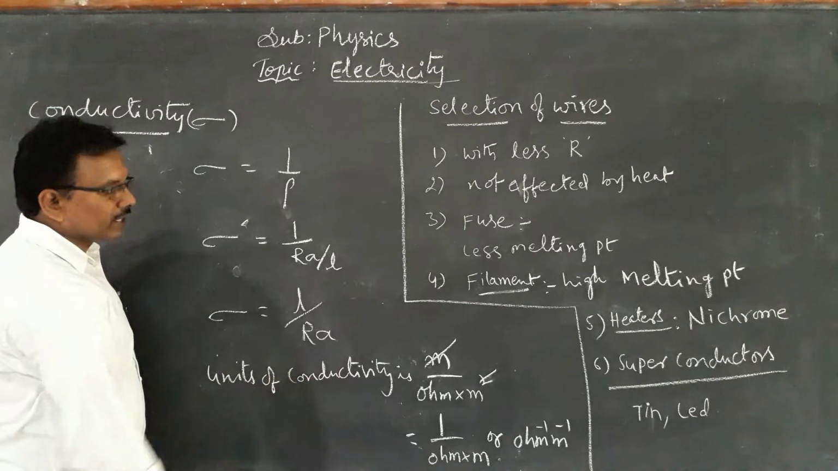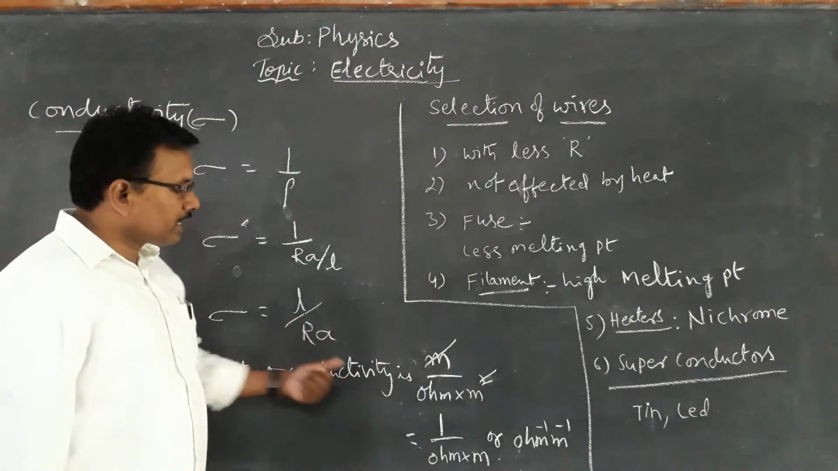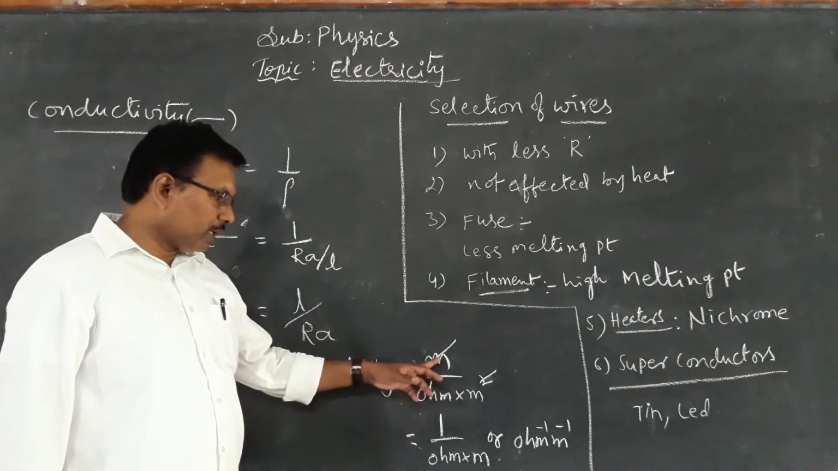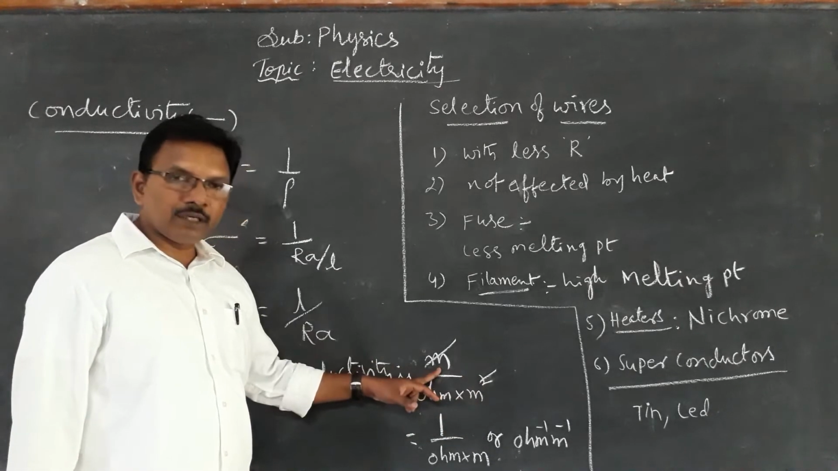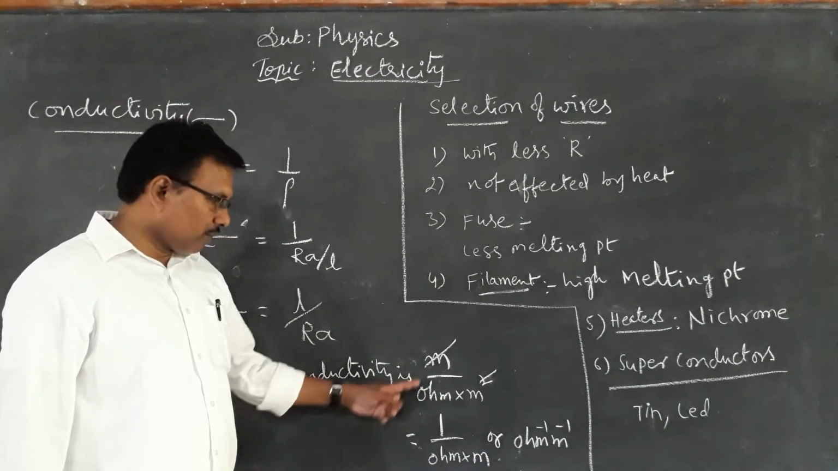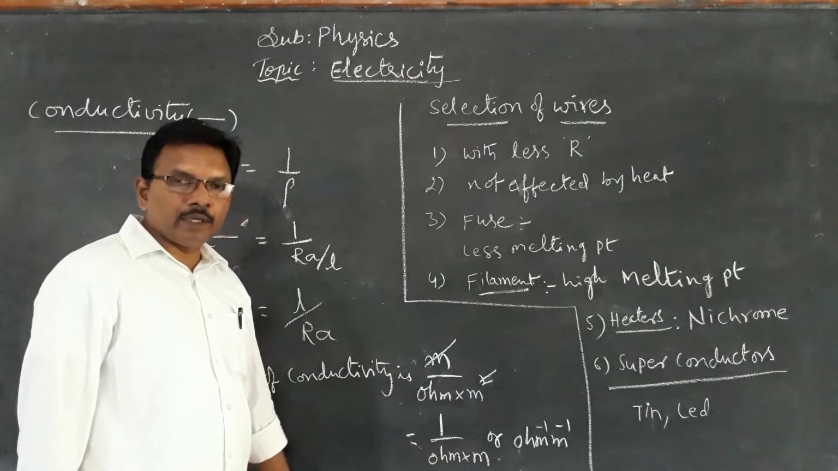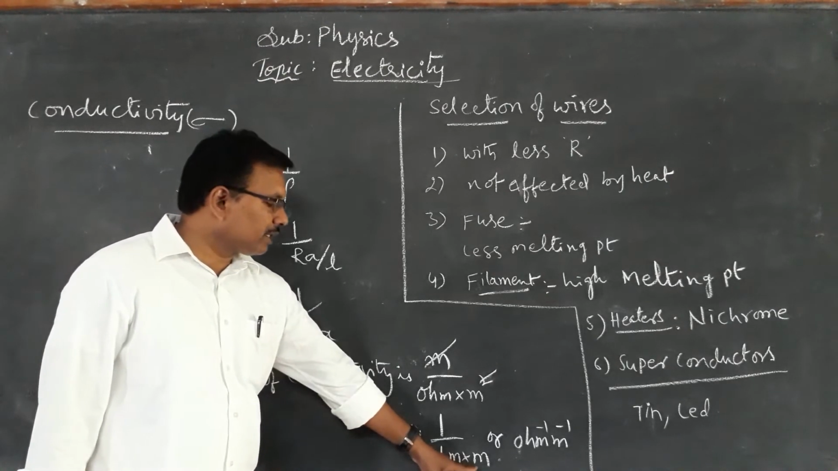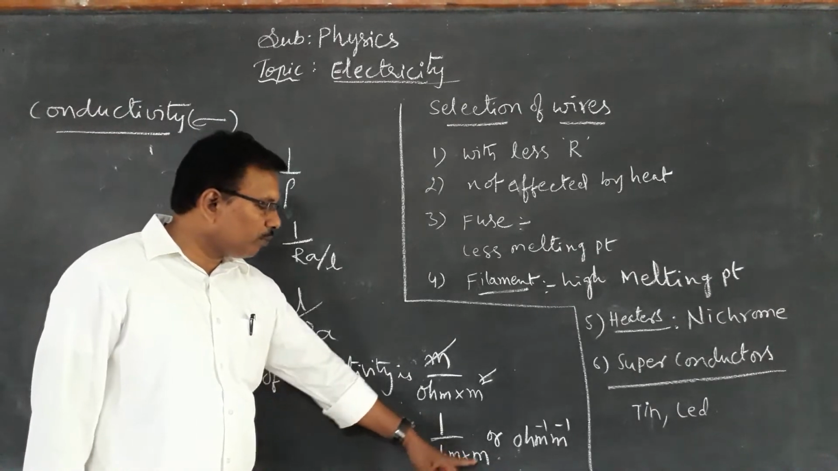Now the units for conductivity. From this formula you can write length in meter, resistance in ohms, area in meter square. Here meter square and meter will cancel. What remains? Finally 1 by ohm into meter. Ohm is the unit of resistance and meter is the unit of length.